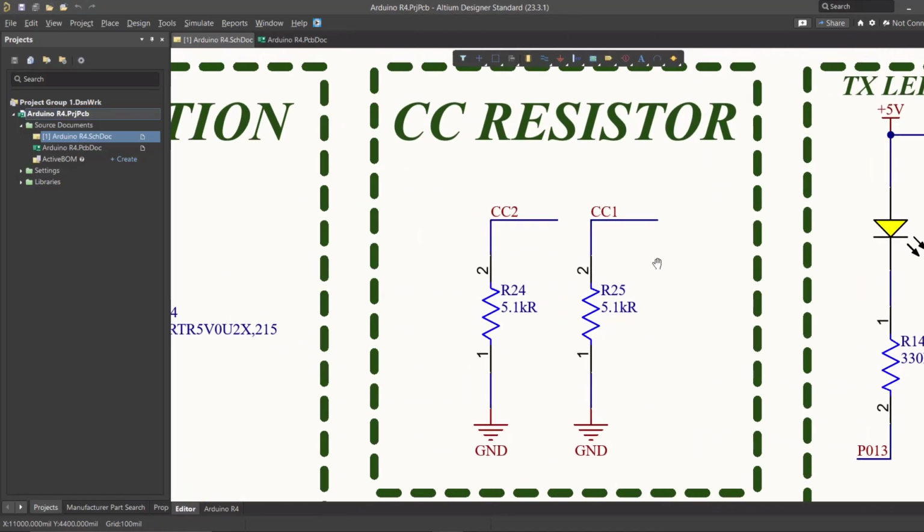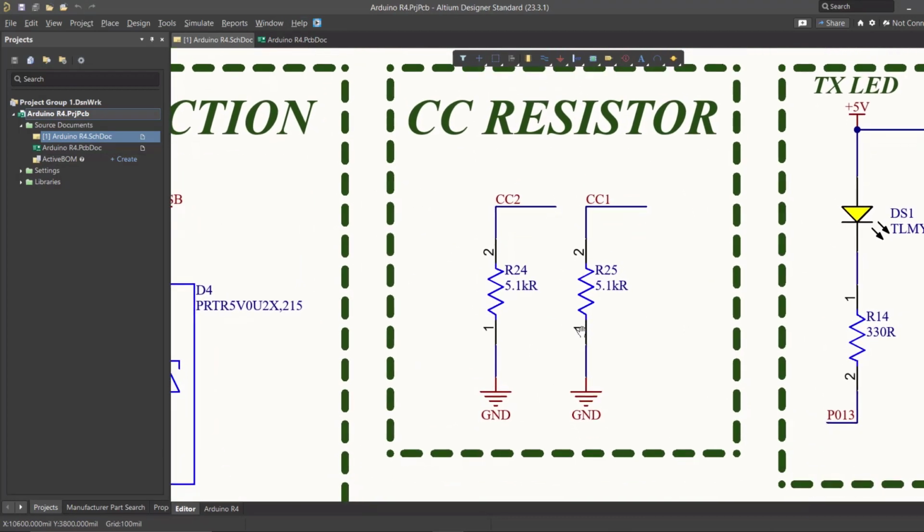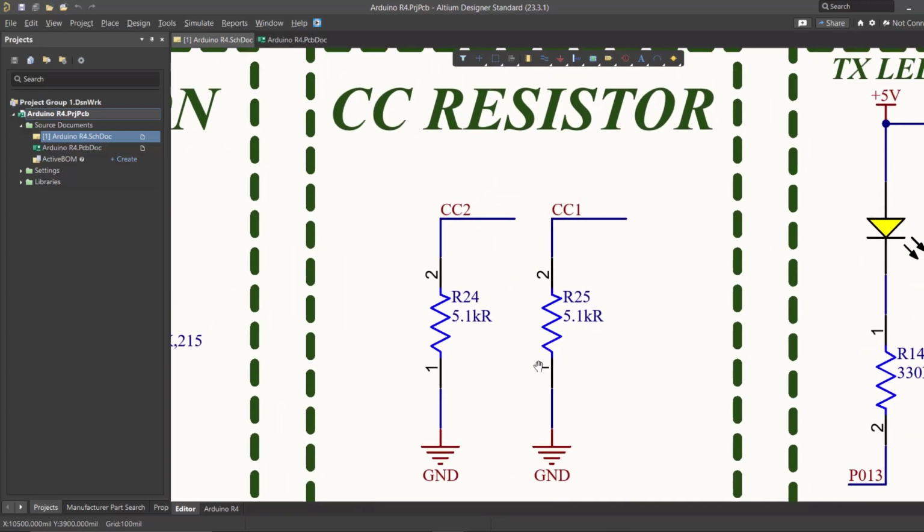In the Arduino R4 Minima circuit, the CC resistors, or current sense resistors, are components used to measure the current passing through a specific part of the circuit. These resistors are designed to have a known resistance value and are usually placed in series with a load or component where current measurement is required. In this case, the Arduino R4 Minima uses a resistor with 5.1k ohms resistance connected to the ground. The main purpose of CC resistors is to monitor the current flowing through a circuit and provide this information to other parts of the circuit, typically for feedback, control, or monitoring purposes.